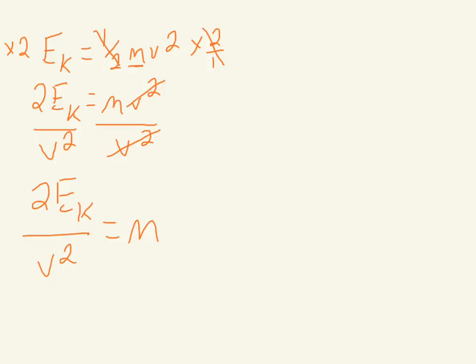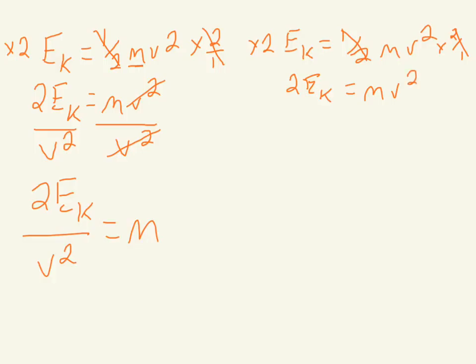Now the next thing we need to do, using our original formula, EK equals 1/2 mv squared: how do we get velocity? Well, just like before, we have to get rid of the half. So multiply by 2/1, cancel, multiply this side by 2. So we have 2EK equals mv squared. We have to get rid of the mass, so divide by m, cancel. So now we have 2EK over m equals v squared.